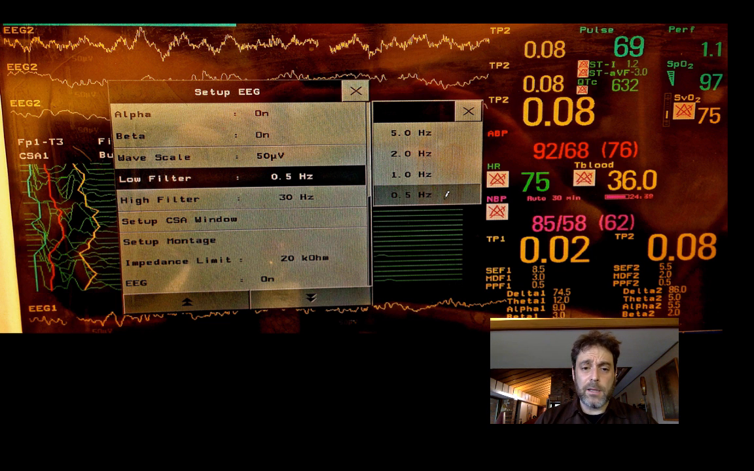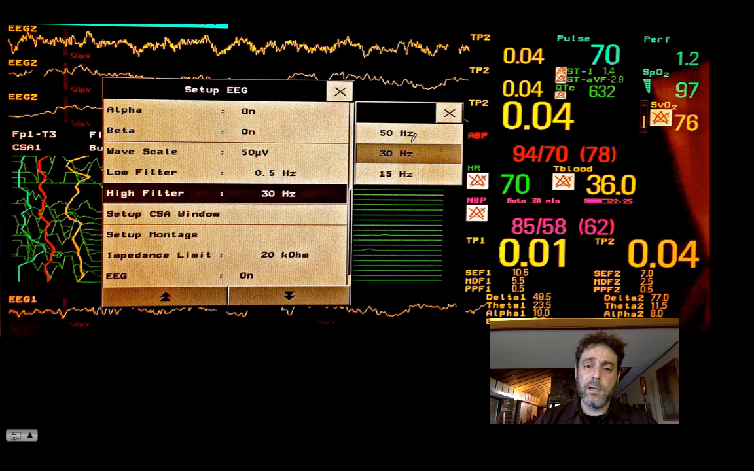And then the high frequency filter, on the Philips EEG module, goes from 15 to 50 hertz. Usually I use the 50 or 30 hertz. The problem with 15 hertz is that you might filter out useful beta activity above 15 hertz. Remember, these are not abrupt filters, so even at 15 hertz you would still have some frequencies above 15 hertz coming through, but they exponentially decrease above the filter threshold.